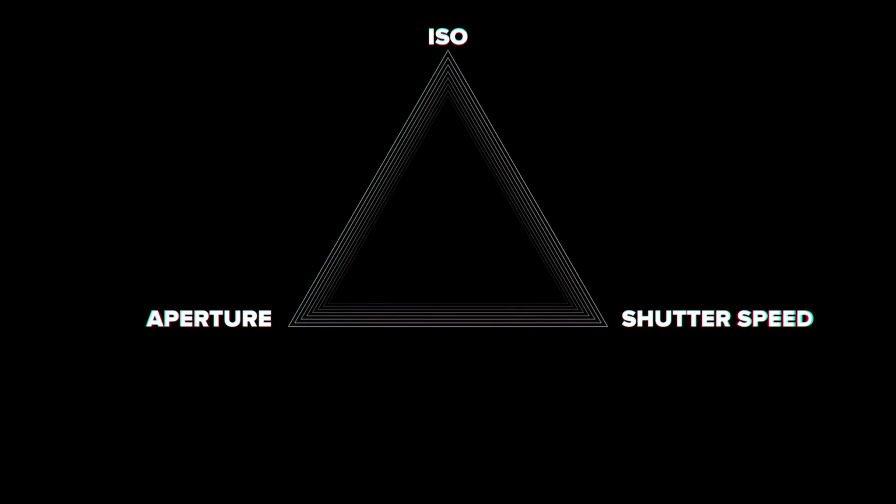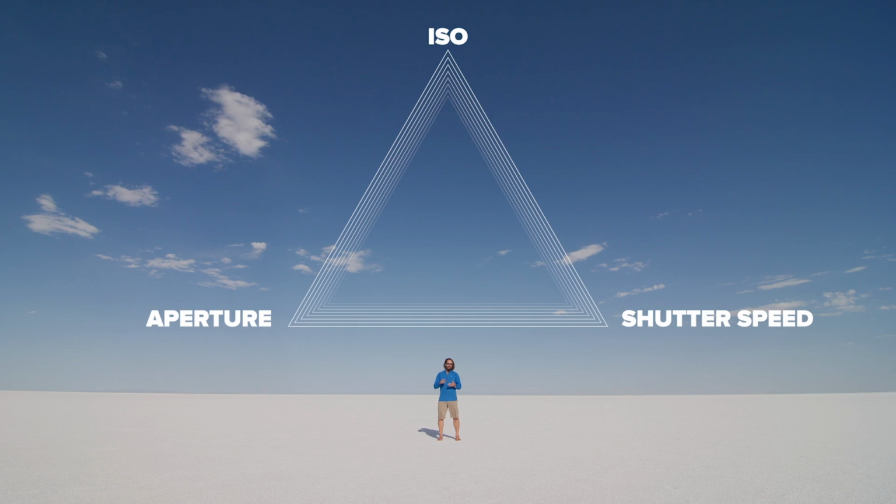So the third and final exposure variable, the final point on the exposure triangle that we're going to talk about, is ISO. And ISO is simply an amplification of the light being captured by your camera's sensor. We express ISO in ISO numbers.